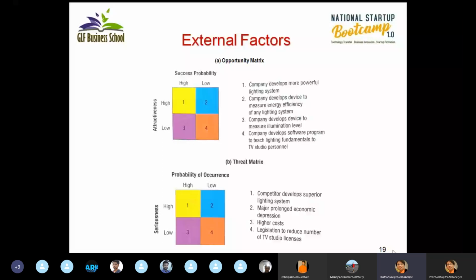Company develops more powerful lighting system. Company develops device to measure energy efficiency of the lighting system. Company develops device to measure illumination level. Company develops software program to teach lighting fundamentals to the TV studio personnel. And you put each of the factors in this matrix to understand the attractiveness and the success probability.